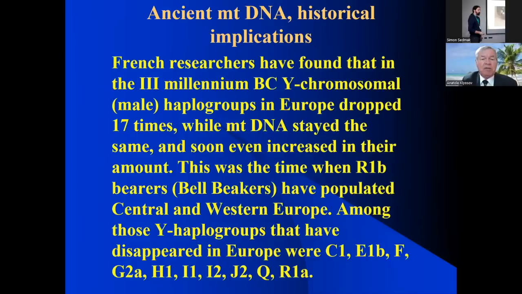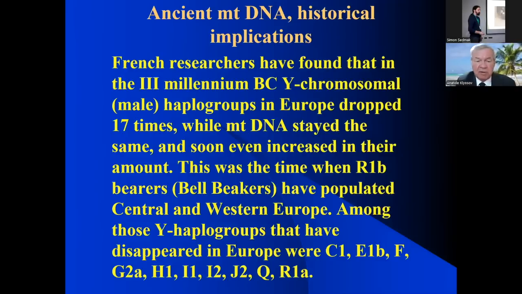Now, historical implications. Now I'm coming to the end. French researchers have found that in the 3rd millennium BC, Y-chromosomal, that is male haplogroups in Europe, dropped 17 times, while mitochondrial DNA stayed the same. It even increased in amount. That was the time, I repeat, when R1b bearers, the Bell Beakers, populated Central and Western Europe.